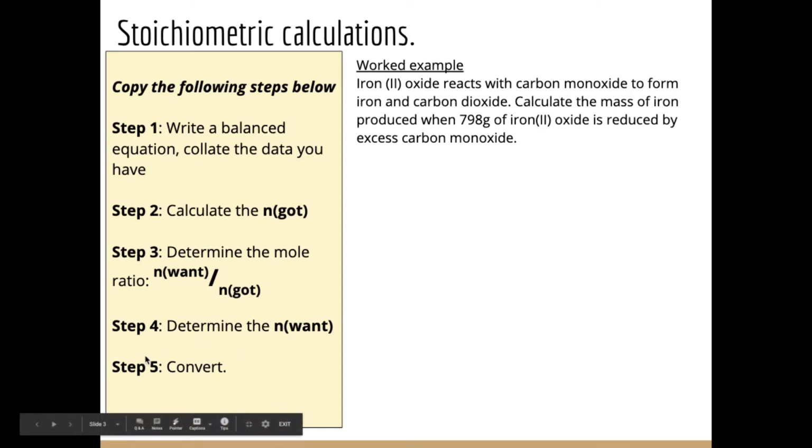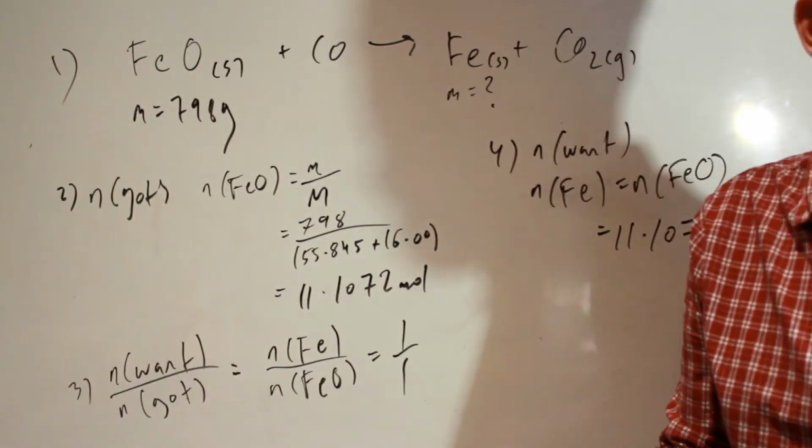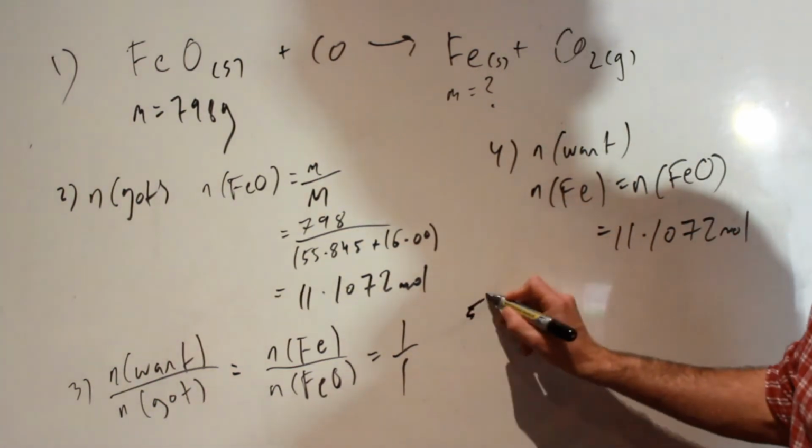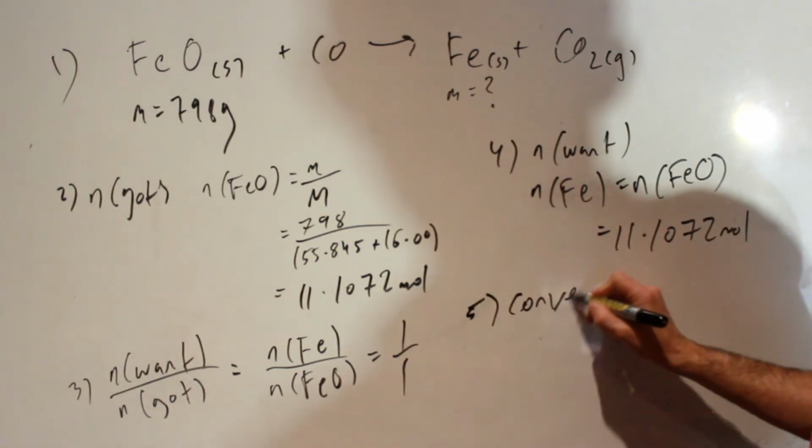Then the very last step is we just convert into what the question is asking us. Always make sure that you go back and read what the question is asking you to convert it to, because even though we got the number of moles of what we want, the question wasn't asking us for the number of moles, it was asking us for the mass of the iron, not the number of moles of the iron. So the last step, step number 5, is to convert.